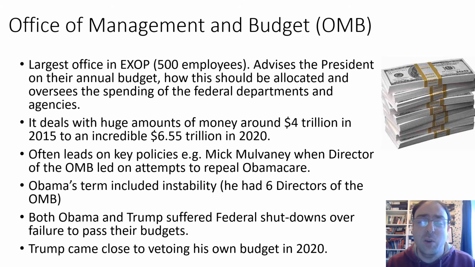The Office of Management and Budget, the OMB, this is the biggest part of EXOP, has about 500 employees, advises the President on their annual budget and then how that budget should be allocated amongst the departments and spending priorities, and oversees the spending then of those federal departments. So these are the money people, these are the people with their eyes on the money, and it's a lot of money to keep your eyes on.